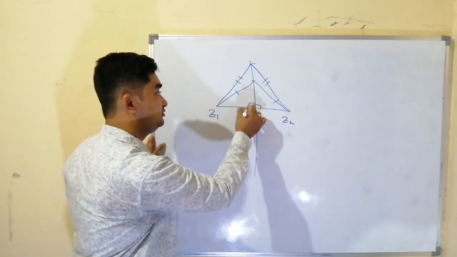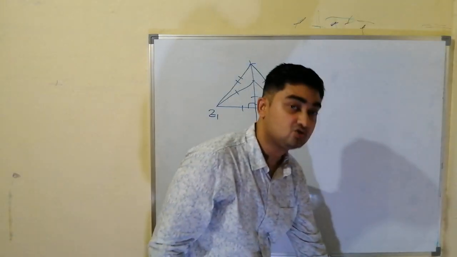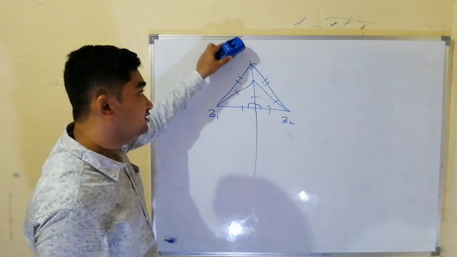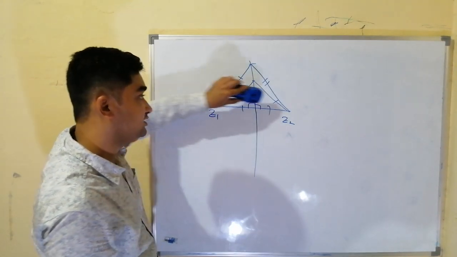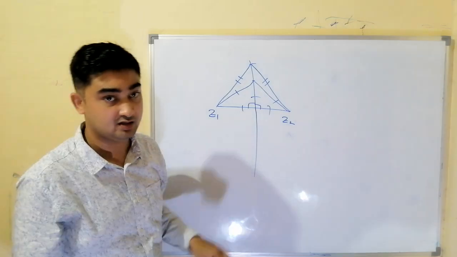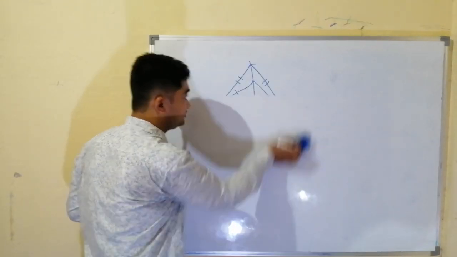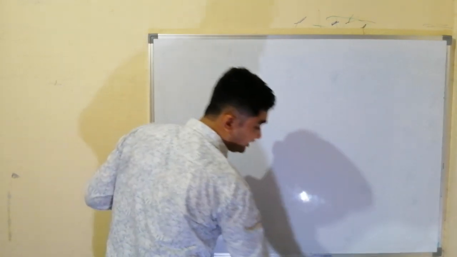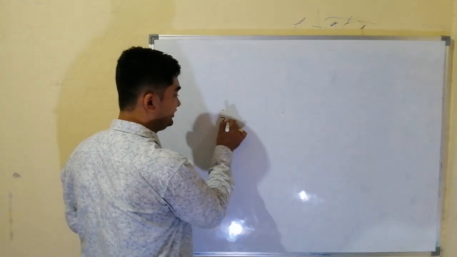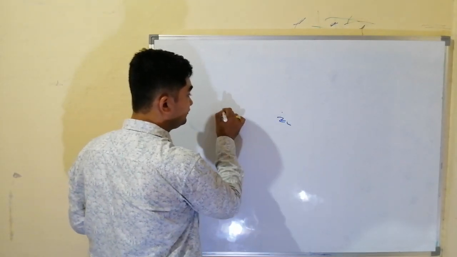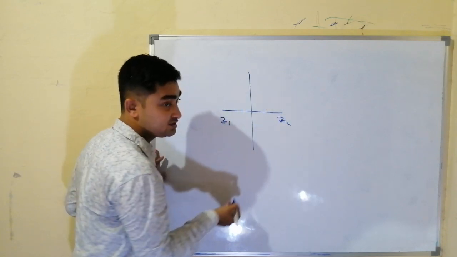Because of Pythagoras theorem, this is equal, this is common, so the hypotenuse should also be the same. So perpendicular bisector means the locus of a point which moves in such a way that its distance from the 2 end points of the line are equal. So this is z1 and this is z2. We have to find the locus of a point from which the distance of z1 and z2 is equal.